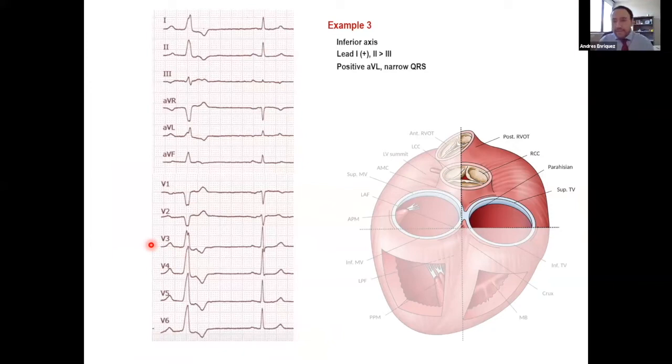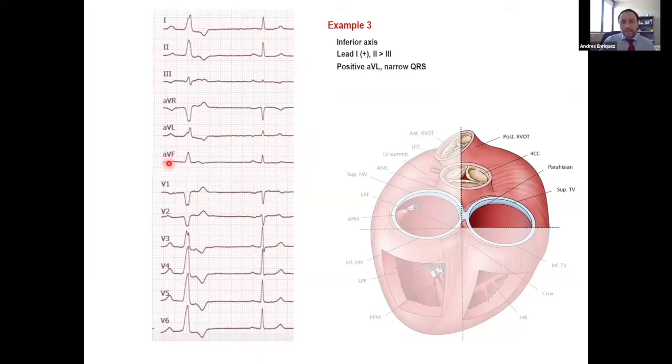So this is another example. Here we have another PVC with inferior axis, so positive 2 and 3. Lead 1 is positive, and 2 is more positive than 3. So all these points to the right side of the midline. So we're talking about this area here. Now if you look at the QRS, it's quite narrow and also very similar to the sinus QRS. So this is a parahisian PVC.